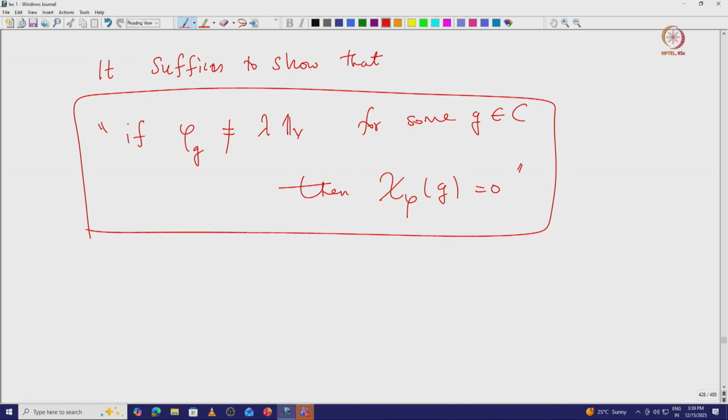Okay. So, how do we actually go about proving this? We have to make some observation about this value chi phi of G. Let us recall some of the observations that we already made.